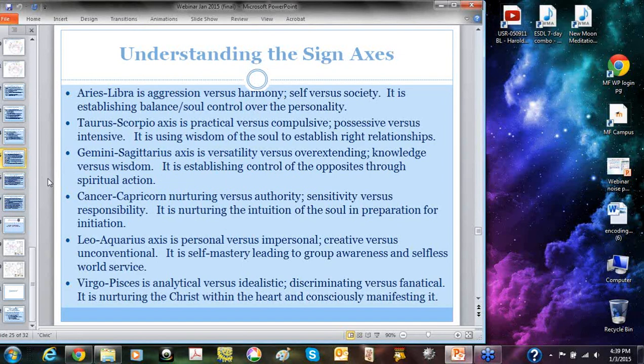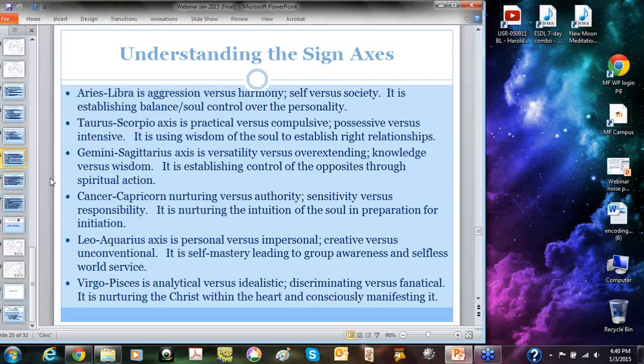This is the sign axes and understanding their meanings. Now, you've had this information before, and we're not going to go through all the words that are on this slide. This is for you to use as a reference. But it's very easy to work with this. We know that Aries is aggression. Libra is harmony. So we know that the axis deals with aggression versus harmony. Taurus is about practicality because it's an earth sign. Scorpio is much more compulsive, more possessive. So you have that as an axis.